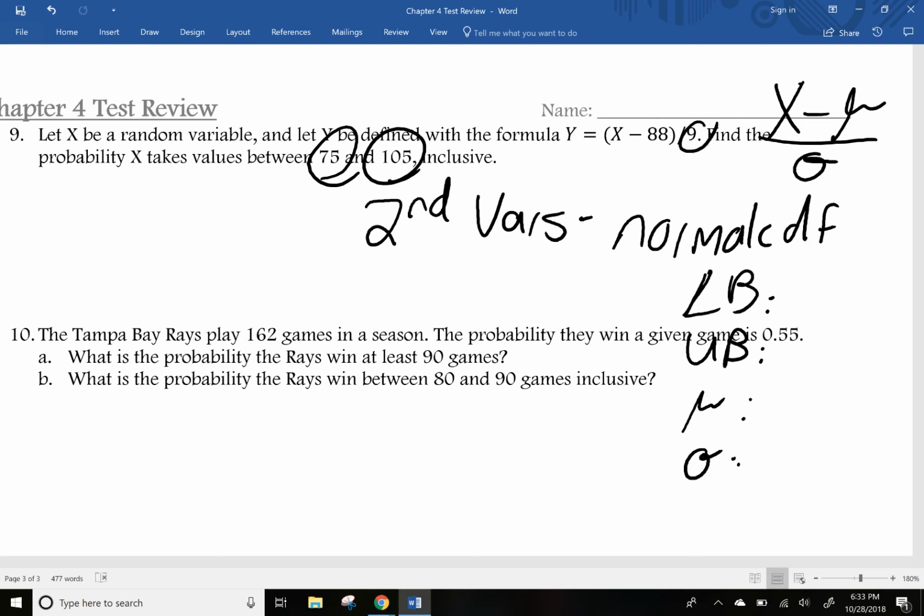So if you can read that, it says it right here. It doesn't say it explicitly, but it just says it like that. That's telling you what the mean is and what the standard deviation is. So just go with it. Type it in the calculator and be done.